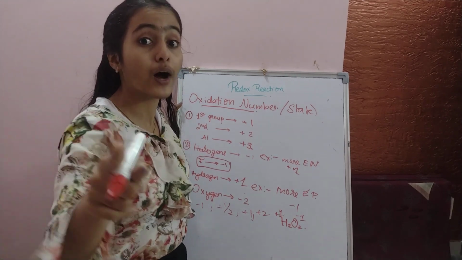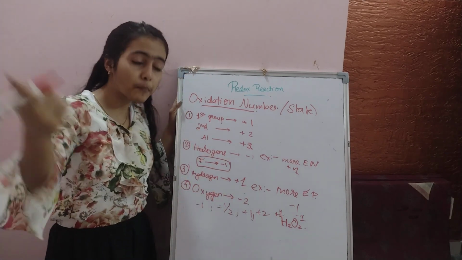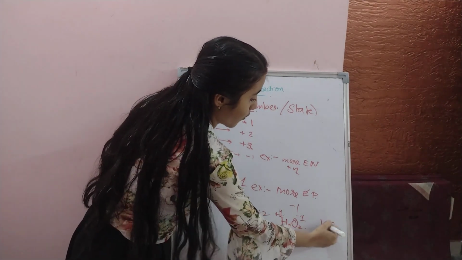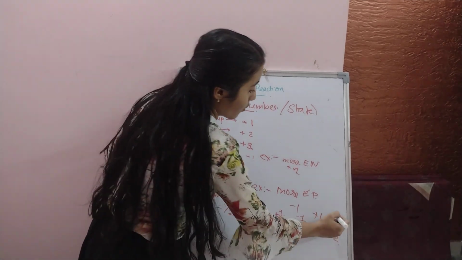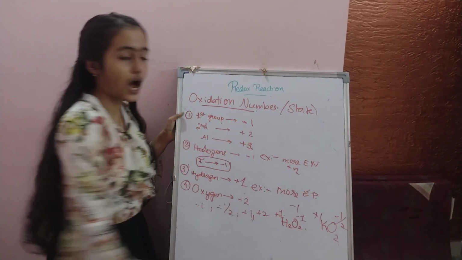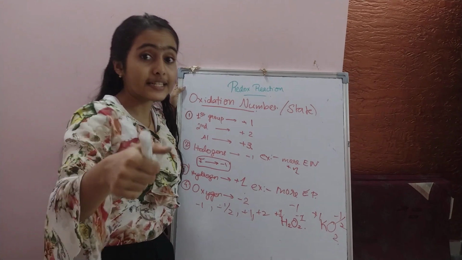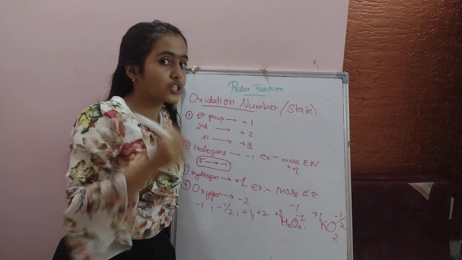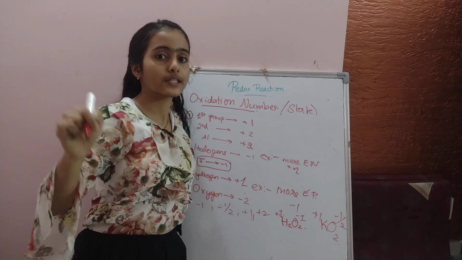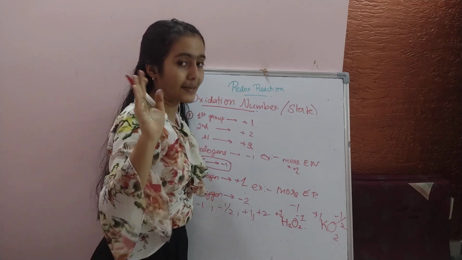That is sure for peroxides. For superoxides, for example KO2, potassium has oxidation state +1, so oxygen should have an oxidation state of -1/2. So for peroxides, the oxidation number of oxygen is -1. For superoxides, the oxidation number of oxygen is -1/2.